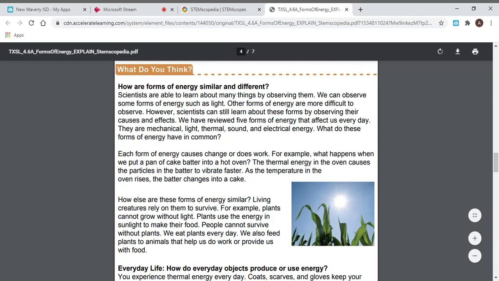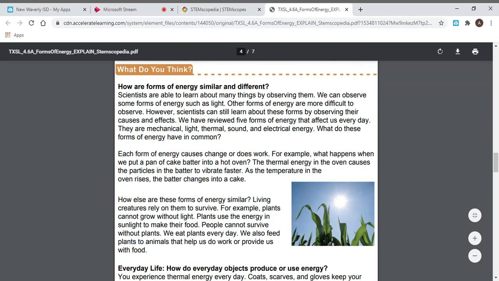We have reviewed 5 forms of energy that affect us every day. They are mechanical, light, thermal, sound, and electrical energy. What do these forms of energy have in common? Each form of energy causes change or does work. For example, what happens when we put a pan of cake batter into a hot oven? The thermal energy in the oven causes the particles in the batter to vibrate faster. As the temperature in the oven rises, the batter changes into a cake.